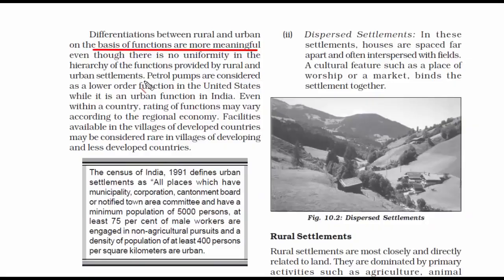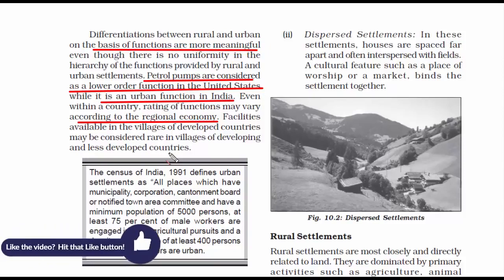Another good example is that petrol pumps are considered a lower order function in the United States, while it is an urban function in India. There are very few petrol pump outlets in rural India. By this example, it is clear that even functions of rural and urban areas of a country depend on its regional economy. Facilities available in the villages of developed countries may be considered rare in villages of developing and less developed countries, which is very true. So this is the dichotomy of rural and urban settlements. We don't have a clear classification that defines a village or a town.